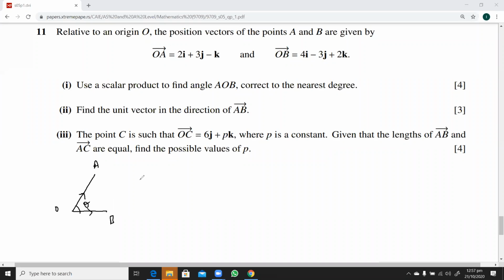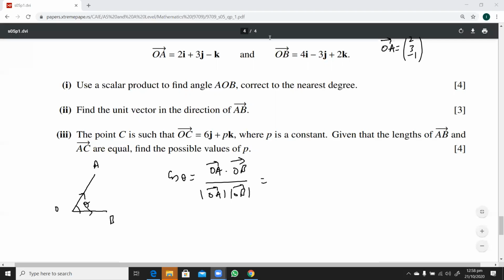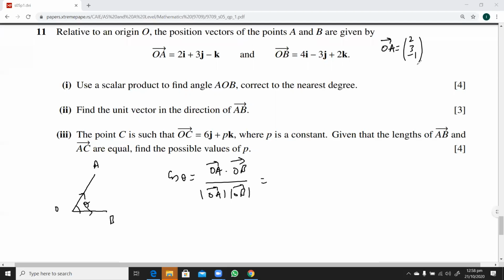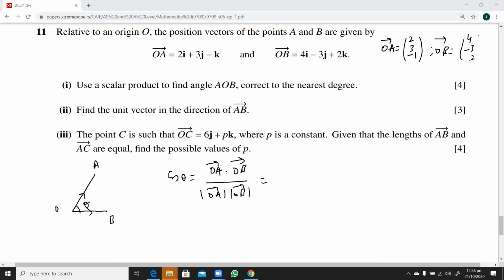Let's see, to find this angle theta here, cos theta is going to be OA dot OB over the magnitudes. This is the formula that we use for the angle between two vectors, okay? Now what is OA dot OB? I would rather write this OA as (2, 3, -1), and this OB is (4, -3, 3).